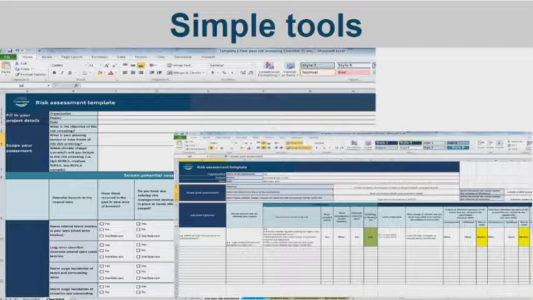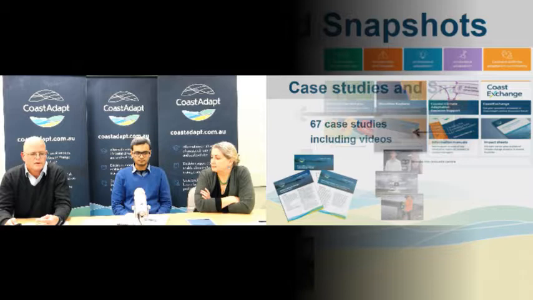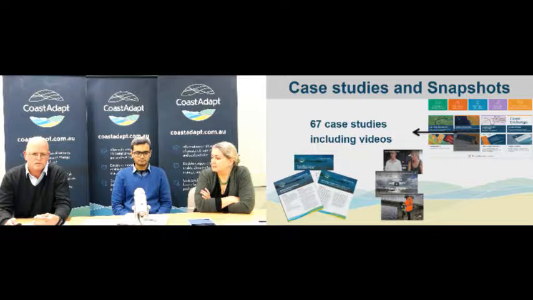Our stakeholders wanted a lot of information about what other people were doing in climate change adaptation, and we've collated quite a range of different case studies and snapshots around adaptation in Australia and beyond. These are provided as often 2-page documents or 6-page documents and even videos, and it's a really great resource when you're trying to get buy-in from your own organisations. Because what we find is people are more likely to act if they know that others have tried and done things successfully as well, and also to learn from other people's mistakes.